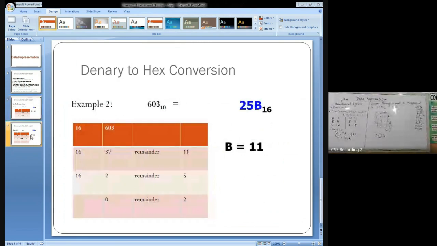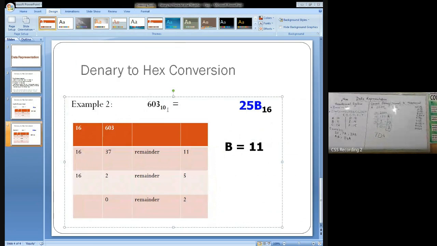Same with the next example. We have 603 as a decimal or denary number. We have to convert it. Simply divide it, get all the remainders, and if you have a value greater than 9, you have to replace it with the letter. Is it clear to you?